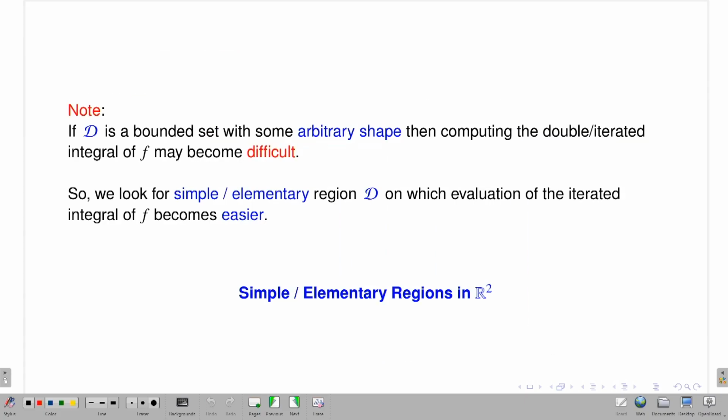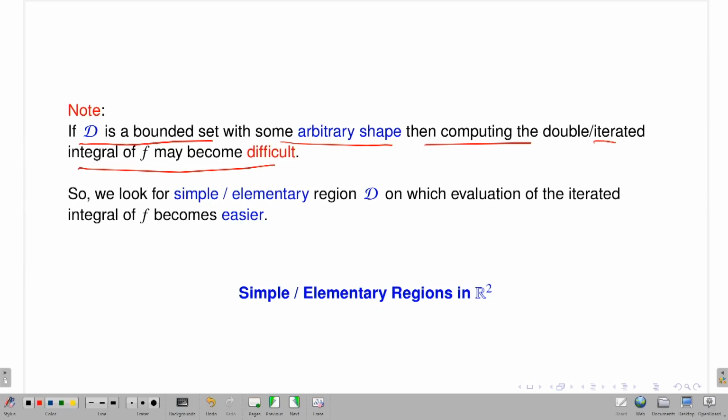Okay, so there is a small note I have written: if D is a bounded set in R2 with some arbitrary shape, that means I do not have any control on that shape, then computing the double or iterated integral you may find difficult, right. Like if I have a bounded square region, then defining the double or iterated integral is very easy, because I know the boundary and I can do that. However, if my D is just a bounded set or bounded domain of arbitrary shape, then it is very difficult to compute the double and iterated integral.